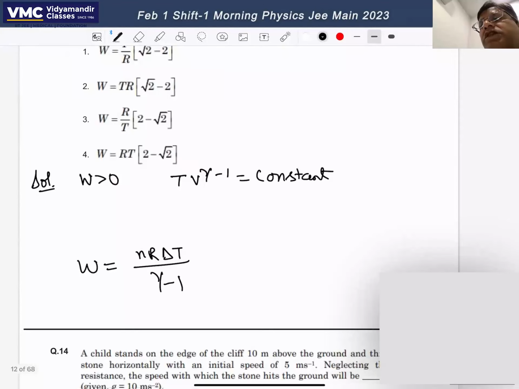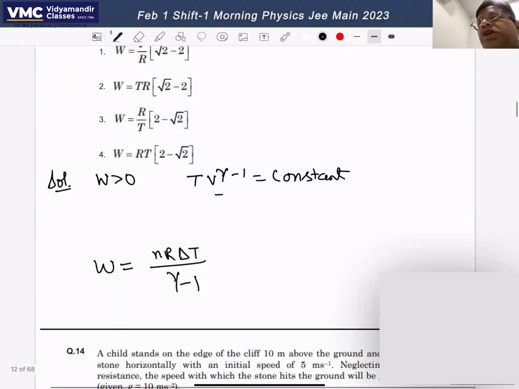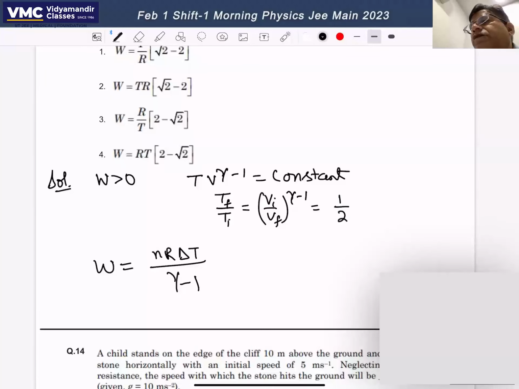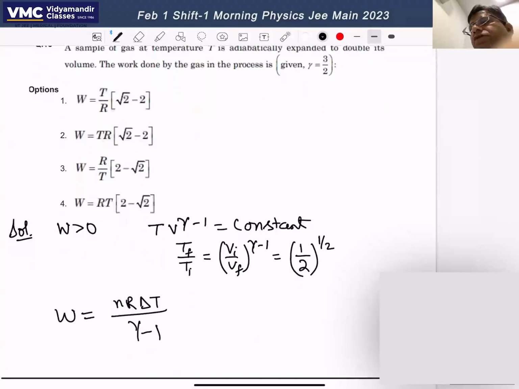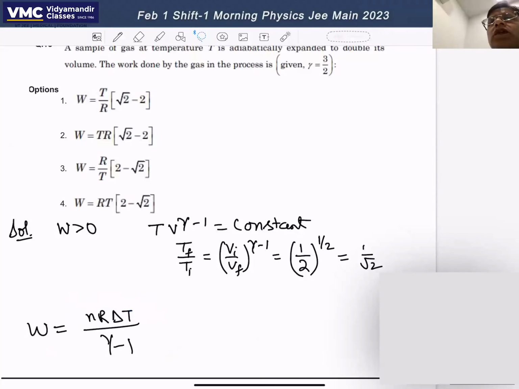From here, we see that the ratio of final temperature to initial temperature will be volume initial over volume final to the power gamma minus 1. Volume final is double the initial, and gamma is given as 3 by 2, so it will be half to the power half. So it comes out 1 by root 2. So from here, we get that the final temperature is the initial temperature divided by root 2.